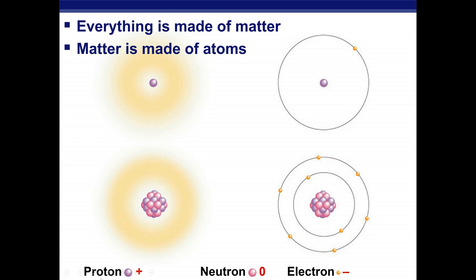And the protons have a positive charge. The neutrons are neutral, or they don't have a charge at all. And the electrons have a negative charge. Protons and neutrons belong in the nucleus of an atom, and the electrons are anywhere in a cloud around the atom.